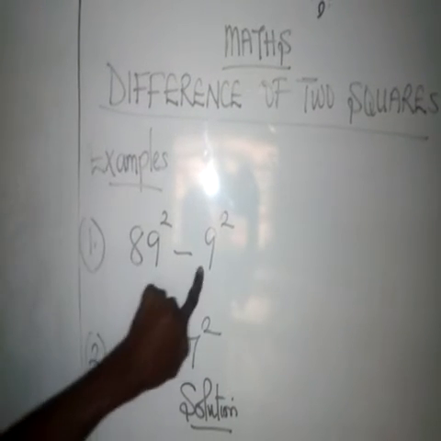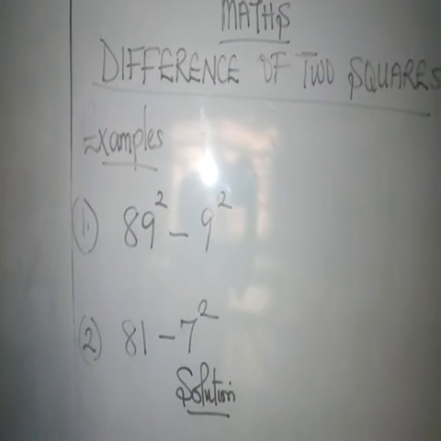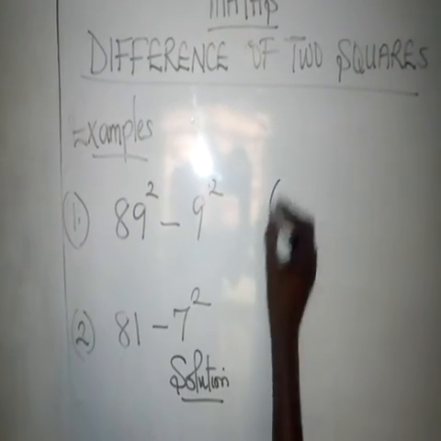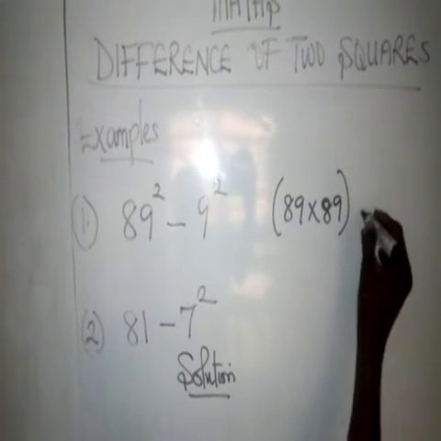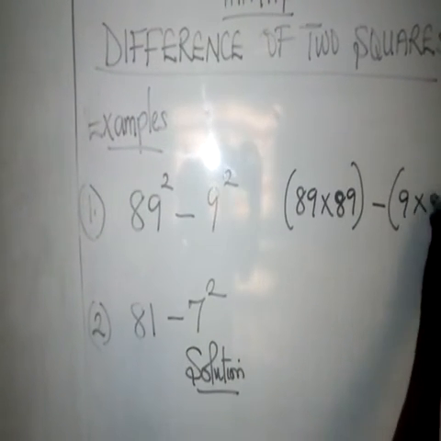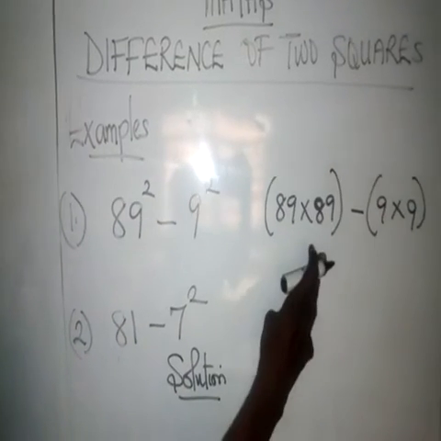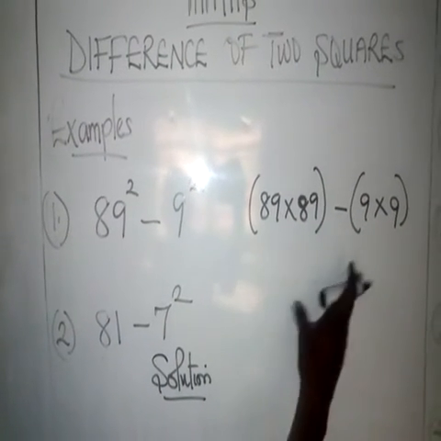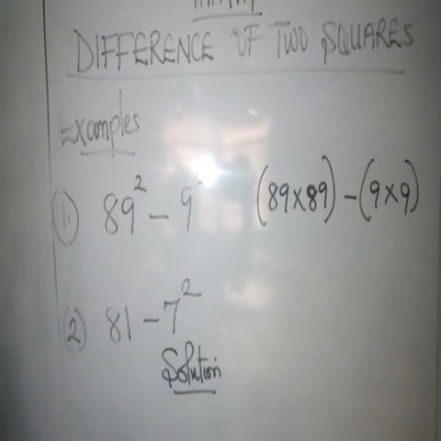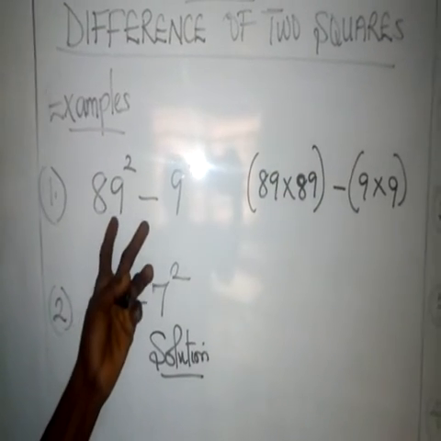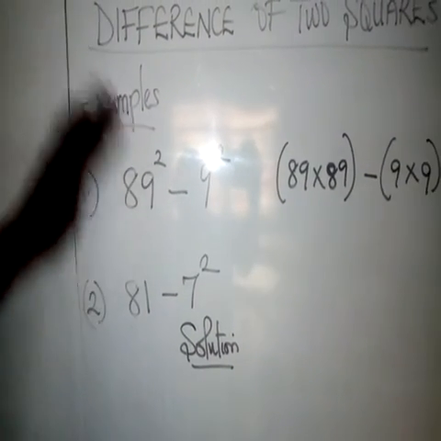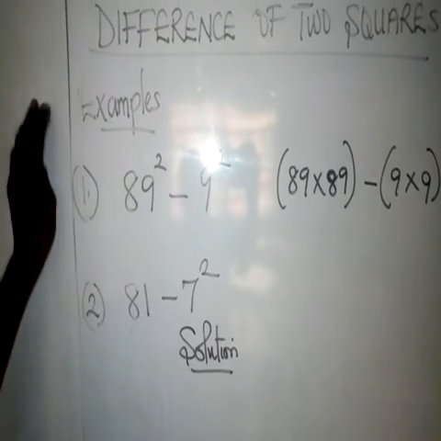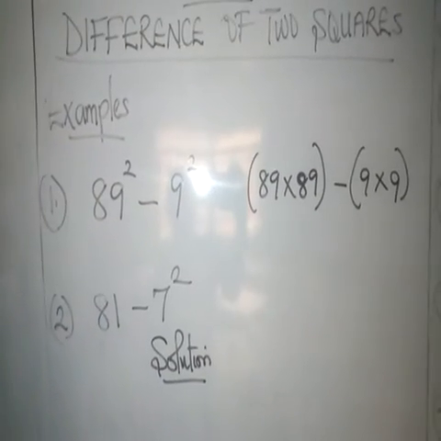89 squared minus 9 squared. Of course, when you expand, you say 89 times 89, then minus 9 times 9. I know this is what most of you will do. You will still get the same answer, but it is quicker and faster whenever you set your eyes on questions like this to just use the difference of two squares method.